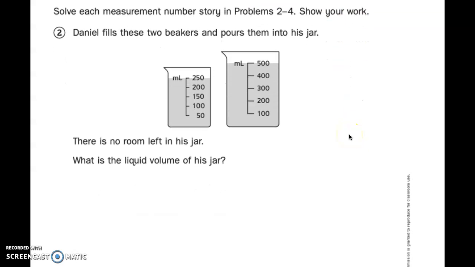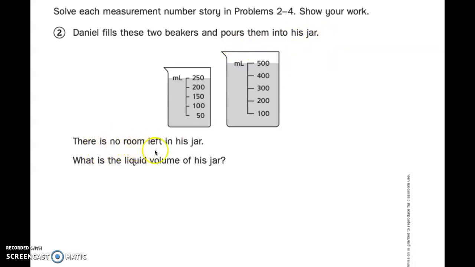Okay, next says solve each measurement. Oh, that's a solve each measurement number story in problems 2 through 4. Show your work. Number 2, Daniel fills these 2 beakers and pours them into a jar. So he takes beaker 1 and beaker 2 and he pours them into his jar.